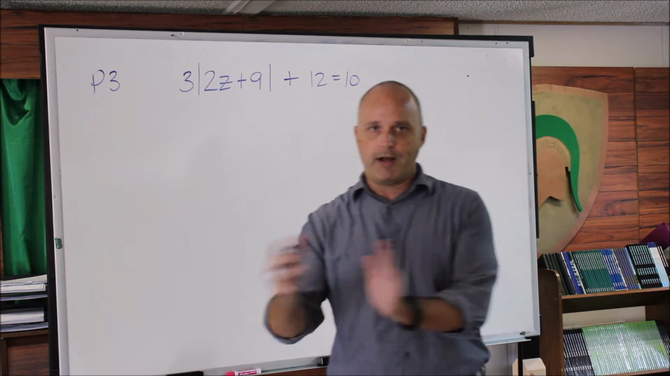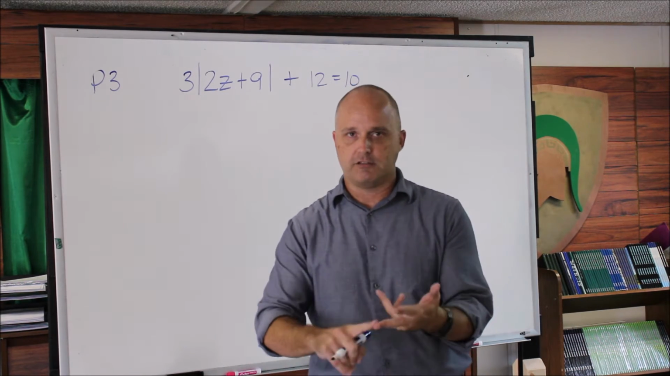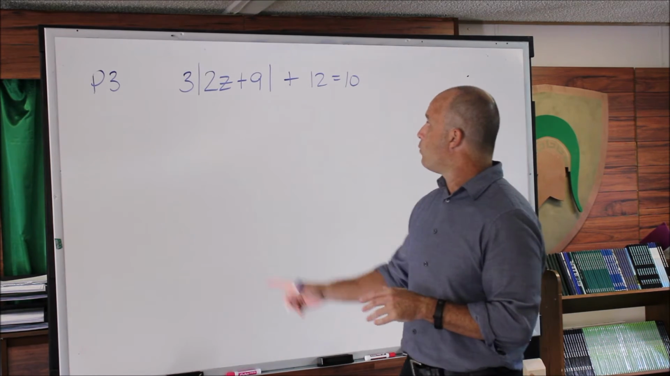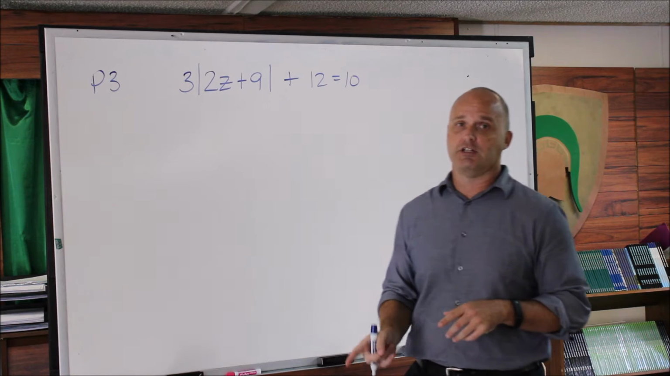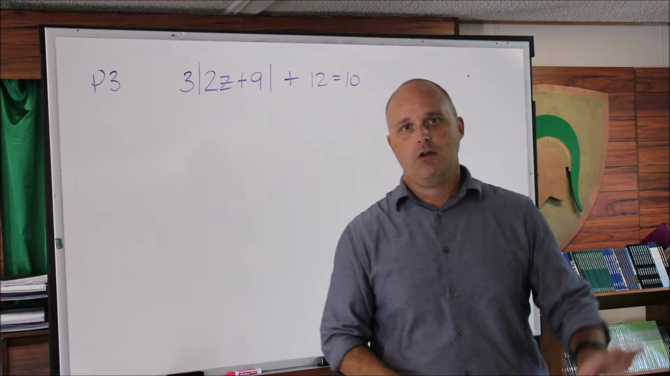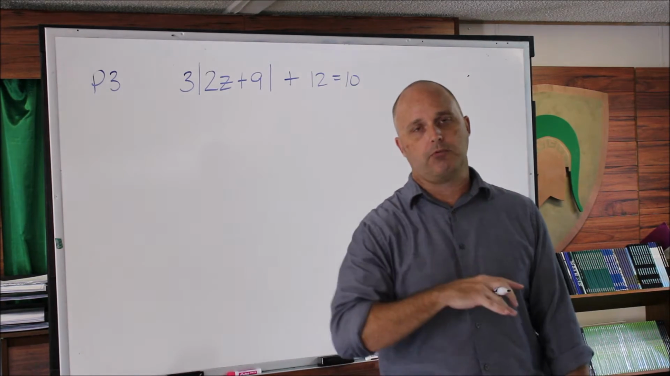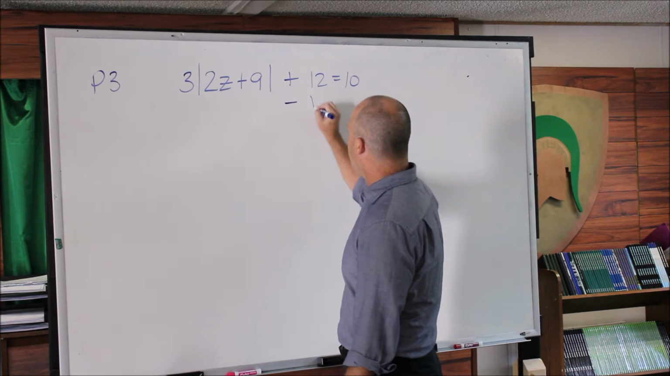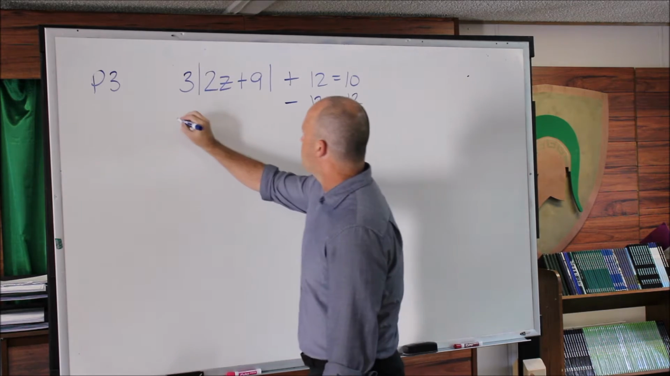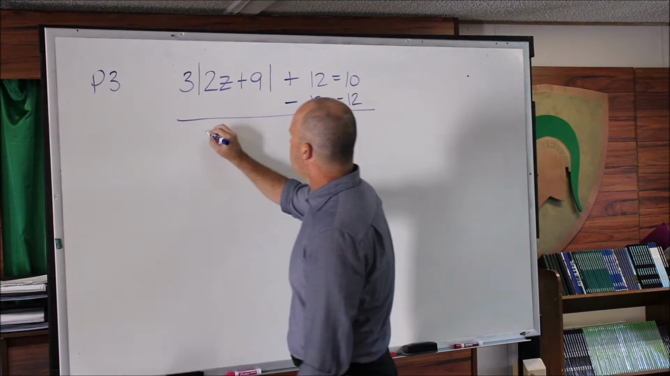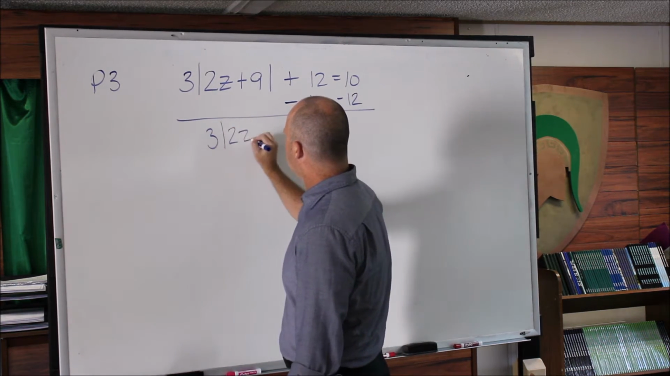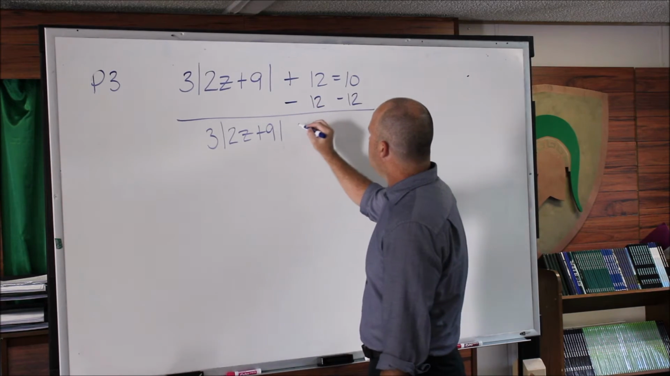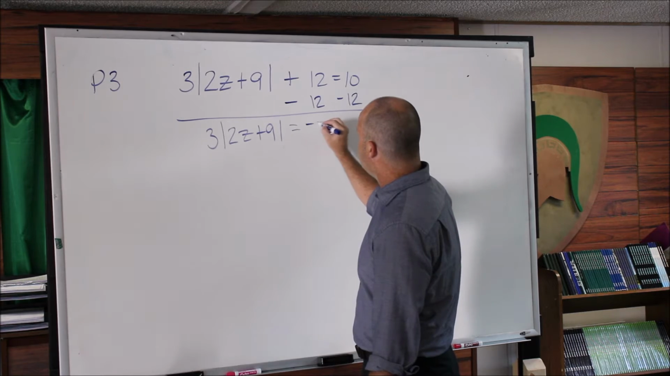So normally with order of operations, again, we would go parentheses, exponents, multiplication, division, and then addition, subtraction. With this, we're going to start with the addition and subtraction, then do the multiplication, division, work on any exponents, and then work on any parentheses that we have. So we're going to subtract 12 from both sides. When we do that, you can see that we're left with 3 times the absolute value of 2z plus 9 is equal to negative 2.